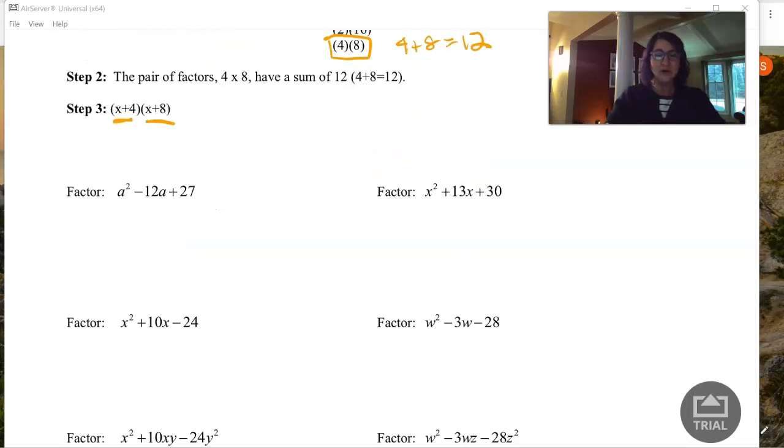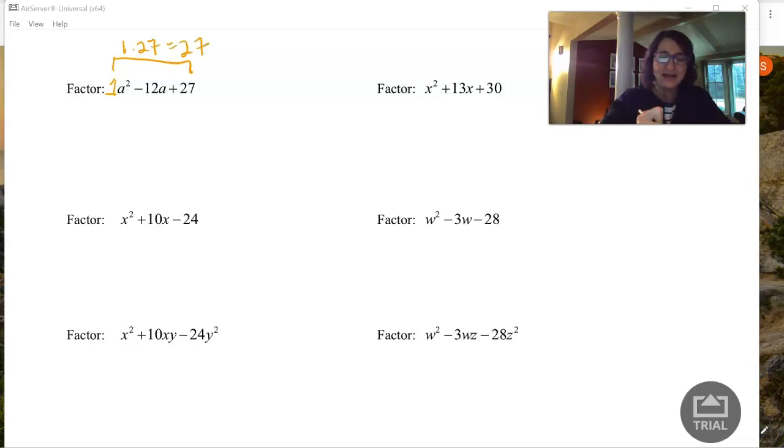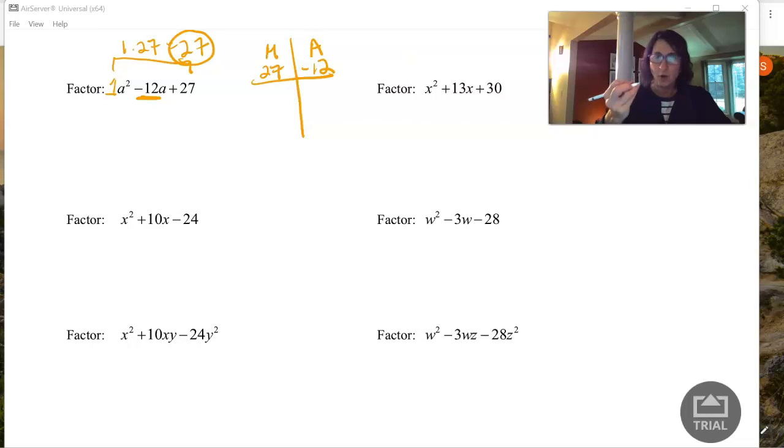Okay, so let's go ahead and try some of these examples. I'm going to work down the left. So a squared minus 12a plus 27. First thing I see is that the leading coefficient is a 1. So I'm going to do 1 times 27 equals 27. That is our key term. So we're looking for what can we multiply that gives us 27, but is also going to add up to negative 12. Okay, so you can start with 1.